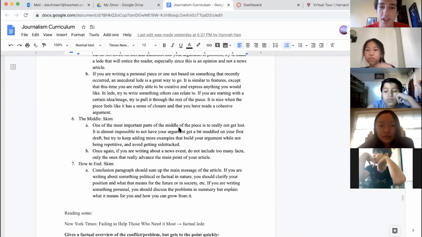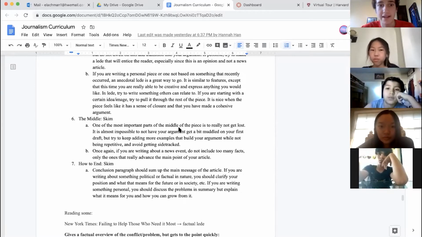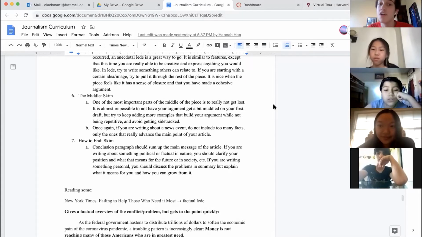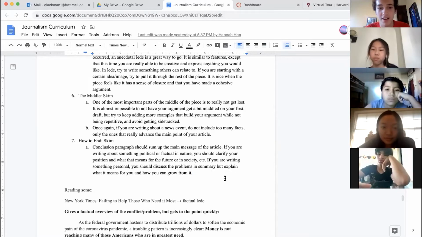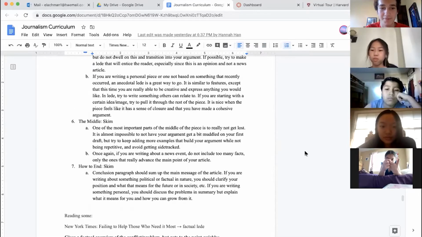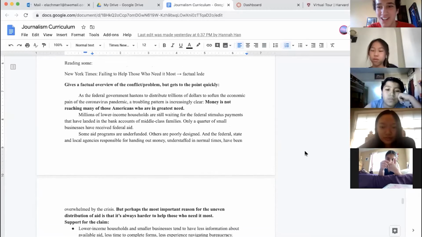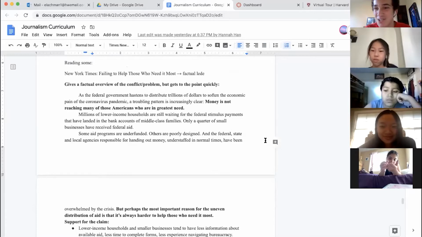And then the middle, what's unique to opinion especially is not to get lost in the middle of it, because you can really go off on your opinions in every direction. So you want to make sure you're staying focused and on task. And also you don't want to have too many facts. That's important. Just the ones that are essential. And then conclusion paragraph, like we said before, you just want it to wrap up your argument as best you can.